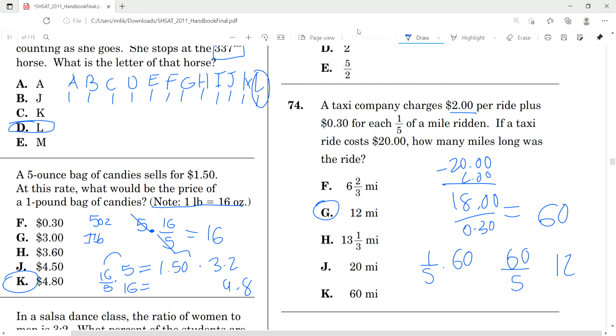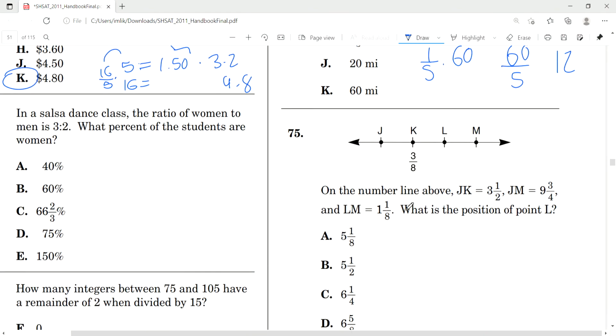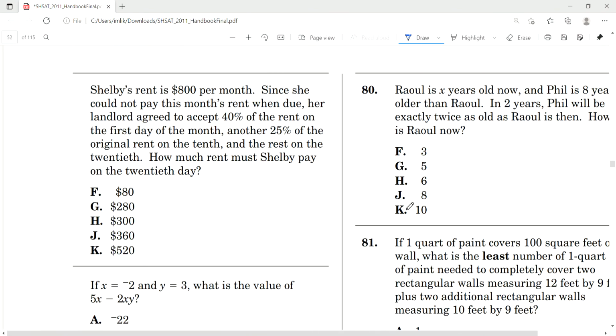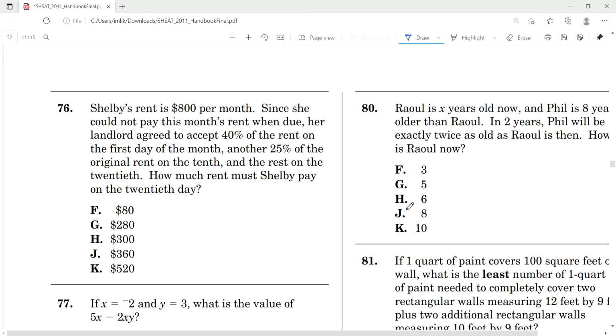Moving on to number 76, which is our last question. Sorry for the lack of variety here, or lack of questions. I have to go really soon after this, so I can't really spend too much time.